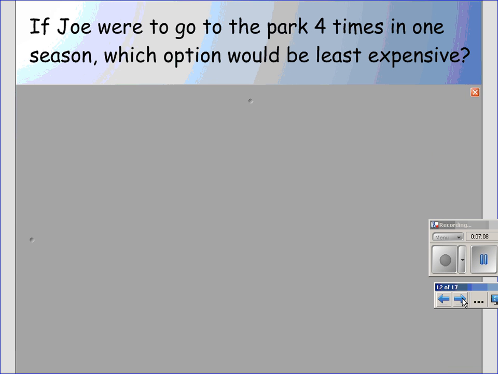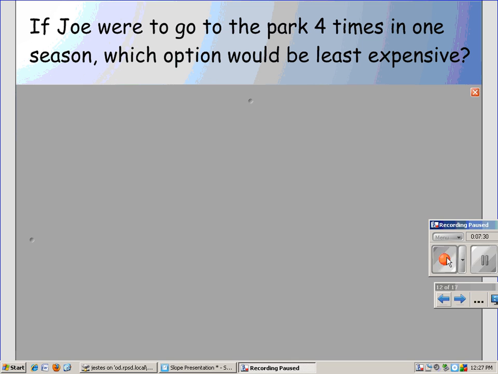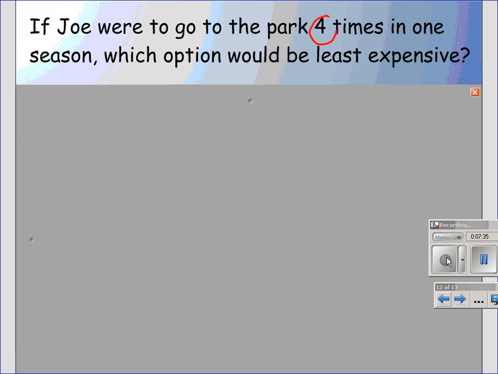Okay, next question. If Joe were to go to the park 4 times in one season, which option would be least expensive? So now we're going to go back to the graph so you can look at it. We're going to give you about 15 seconds to look at it and decide. If Joe were to go to the park 4 times in one season, which option would be least expensive? Okay, guys, remember as you look at the graph, it's 4 times.